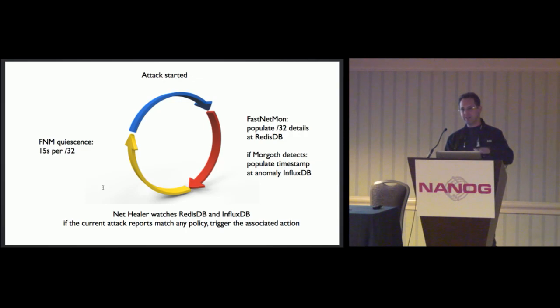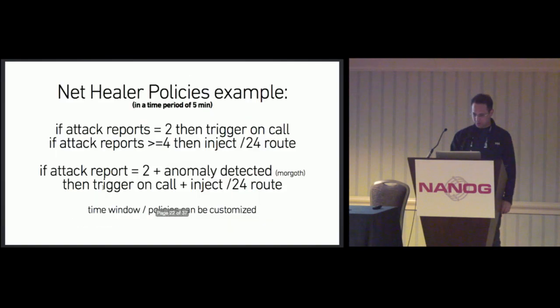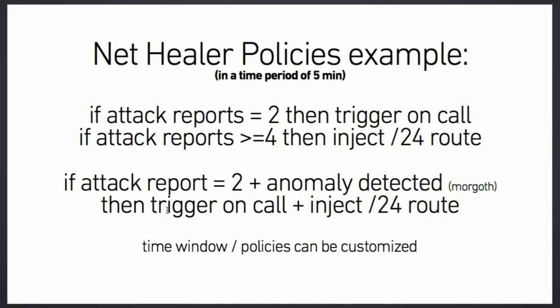So that means FastNetMon will sleep for 15 seconds, and after that, if the attack still remains, it's gonna keep that cycle going. So examples of NetHealer policies are: if there are 2 or more attacks in the last 5 minutes, trigger the network engineer on call. If there are more than 4, let's inject a /24 route automatically.